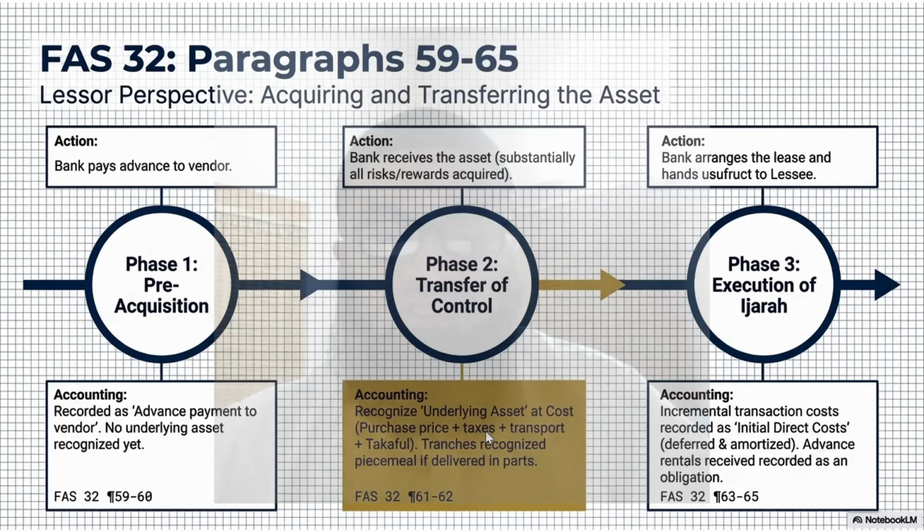So when the Ijarah contract is signed, there may be some other costs related to the development of the Ijarah, which are also recorded as the initial direct cost. They are not part of the asset, but they are also deferred and amortized over the period of Ijarah. This is important to understand: it will become a sort of intangible asset which will be amortized, a deferred cost in the books of the lessor.